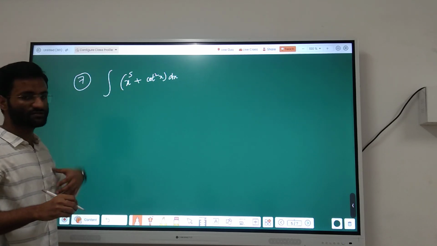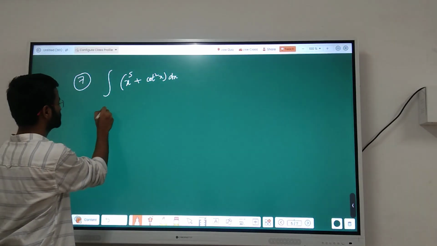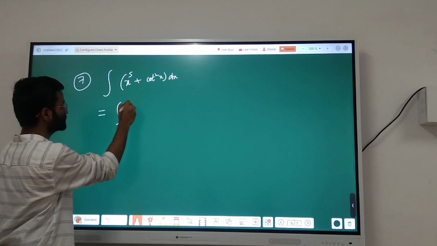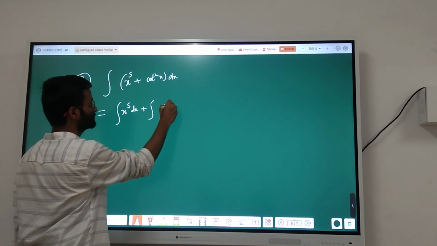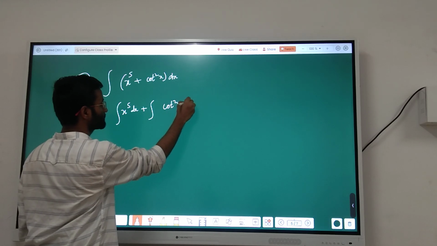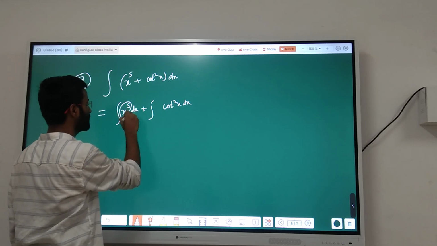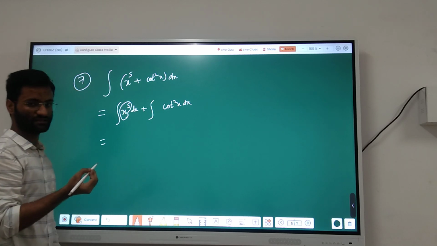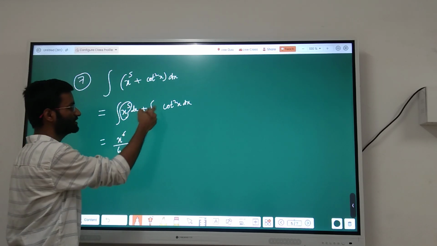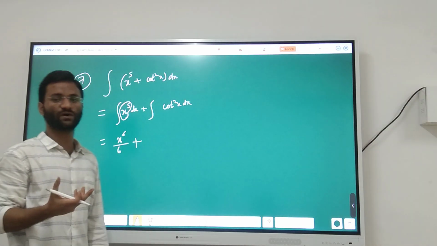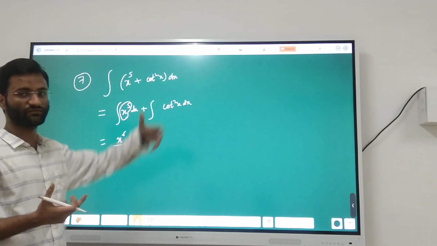What is the integration of x to the power 5? So now you can break it. When you get this type of question, don't hesitate in integration. You can break it in two parts. Now you have to integrate x to the power 5, which you know very well is going to be x to the power 6 by 6 plus. And what is the integration of cot square x? It's going to be very difficult.